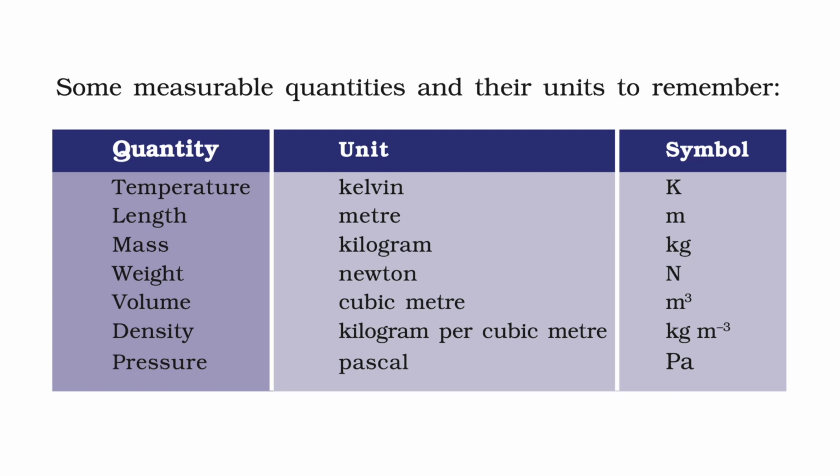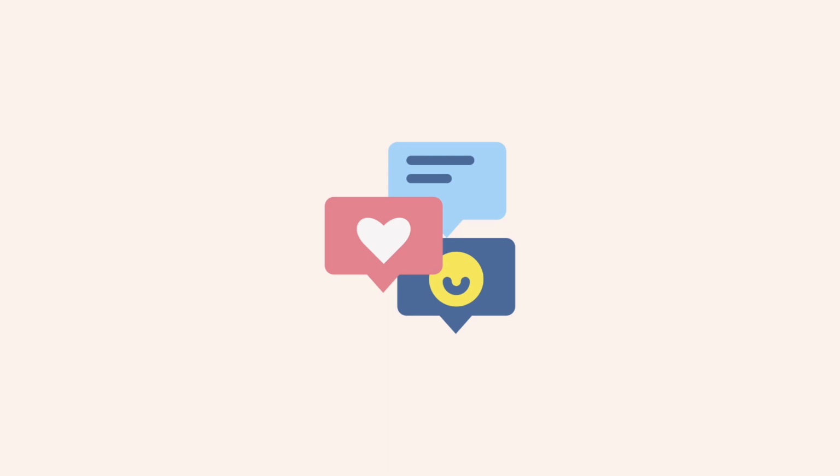For temperature, the SI unit is Kelvin and the symbol is K. For length, it's meter, m. For mass, it's kilogram, kg. For weight, it's Newton, N. For volume, it's cubic meter, m cubed. For density, it's kilogram per cubic meter, kg m power minus 3, and for pressure it's Pascal. So that is the entirety of this chapter. We have completed this chapter.